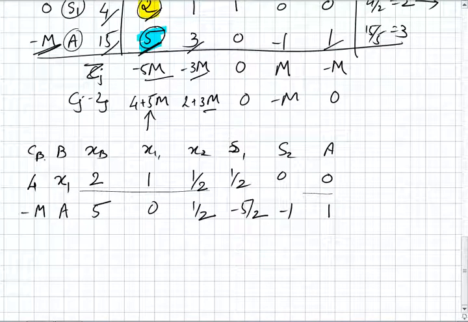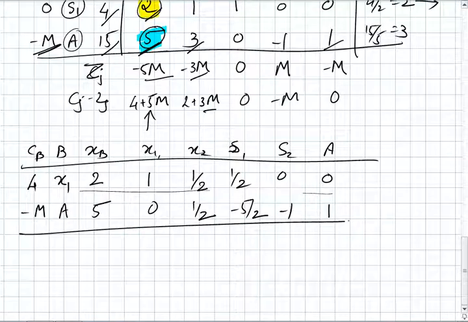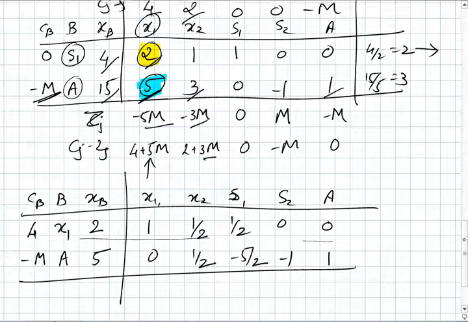So this is your second table. Again, let me write the coefficients from the original table. So values are here 4, 2, 0, 0 and -m. These are Cj's.